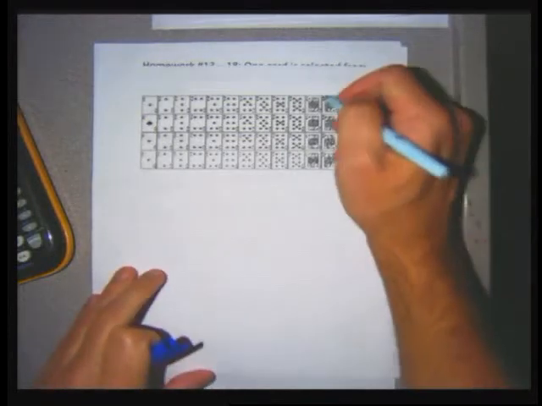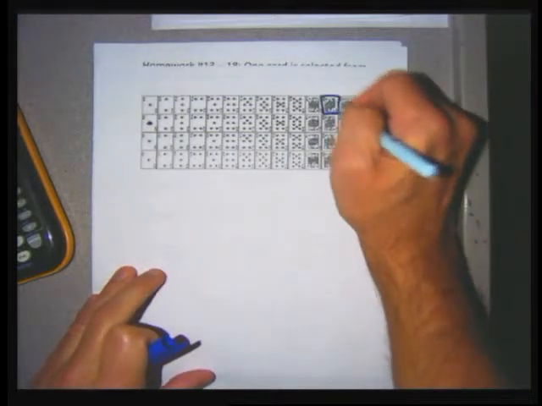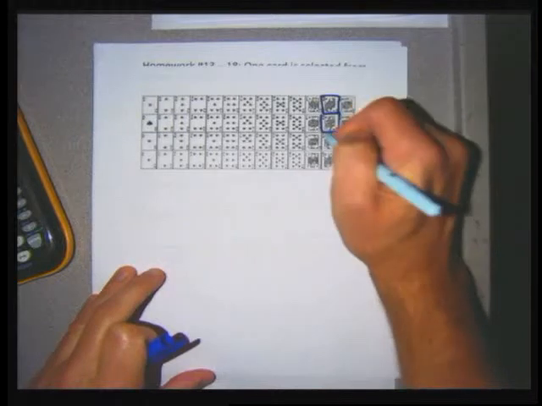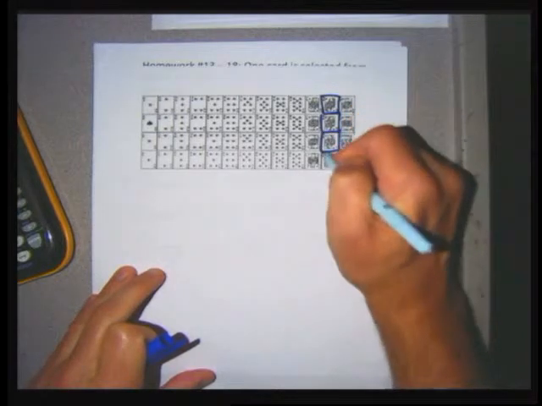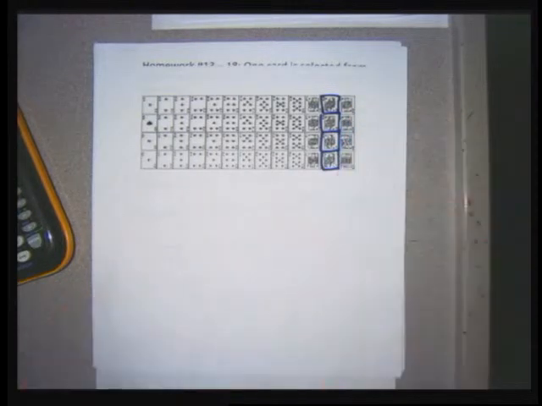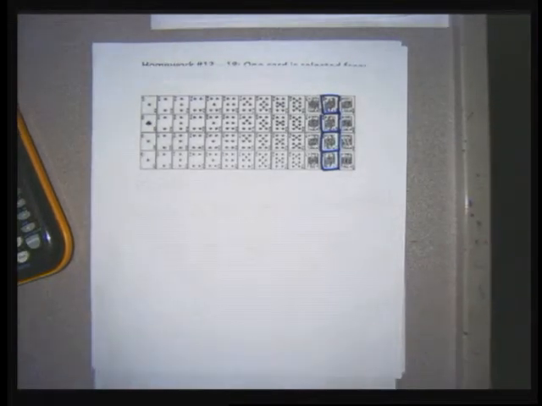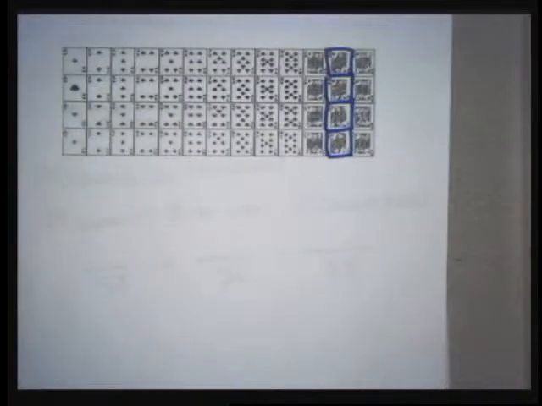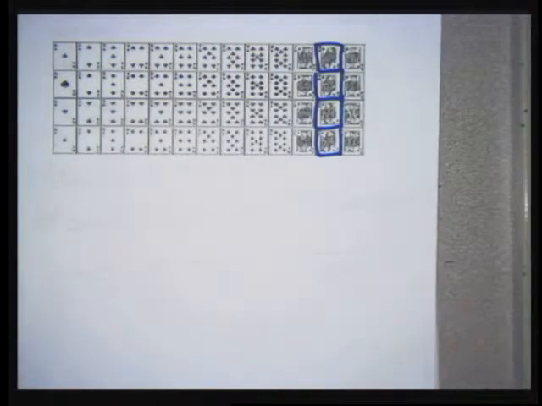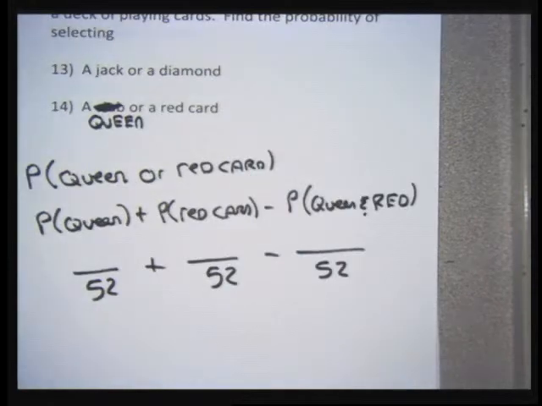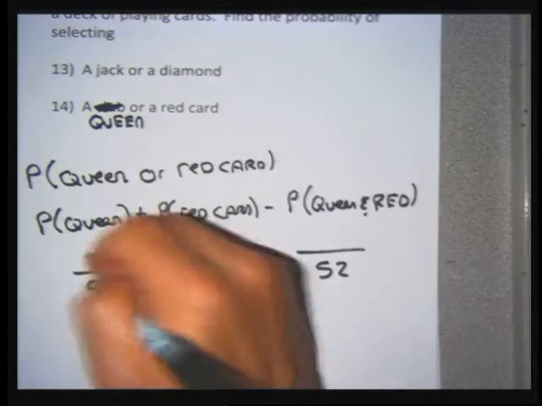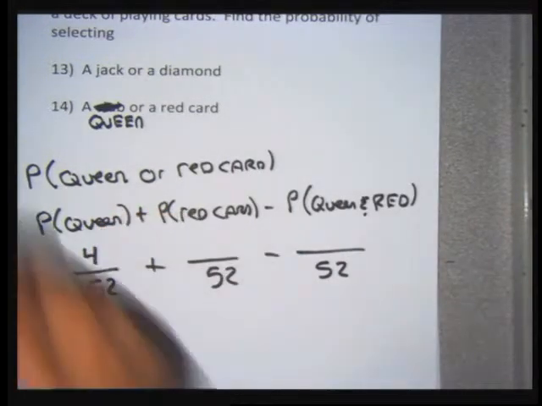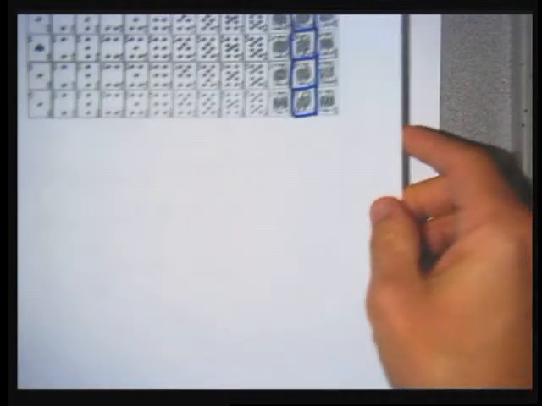For the queens in a deck of cards, there are 4 queens. So for the queen probability, I'm going to write 4 over 52 because there's 4 queens in a deck of cards. Hopefully you can tell that those are queens. Let me blow this up just a little bit. Not that that probably helps that much. So for the first fraction, the probability of getting a queen, it's going to be 4 over 52. And then for the probability of getting a red card, the hearts and the diamonds are red cards.